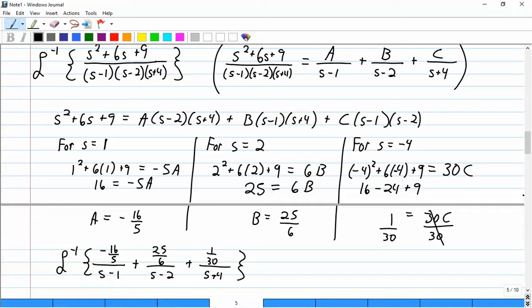And all three of those inverse Laplace transforms are in the form of what? E to the at, right? So this is going to be equal to -16 over 5 e to the 1t, right? Because it's s minus a is the formula, plus 25 over 6 e to the 2t plus 1 over 30 e to the -4t.